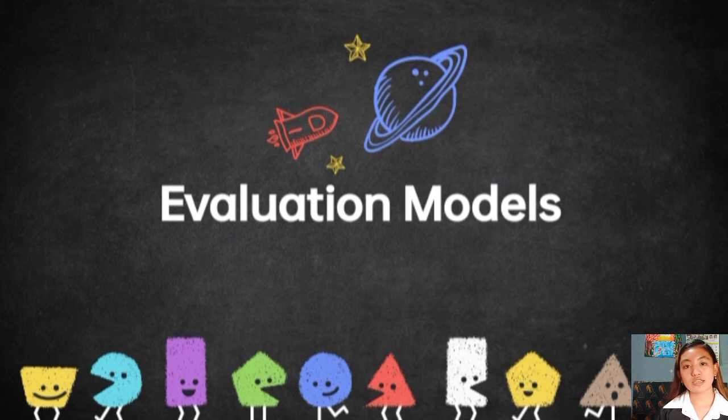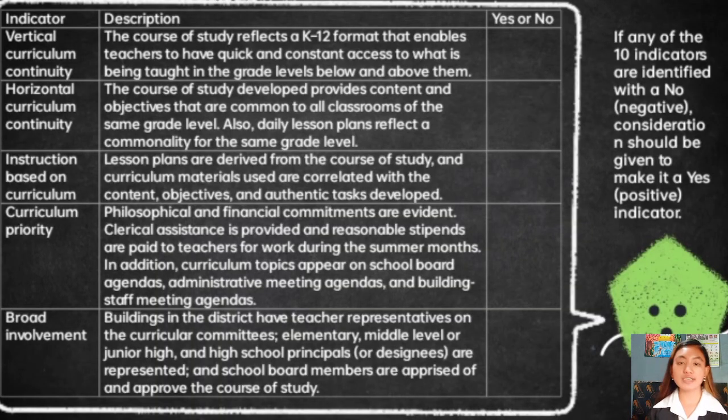These evaluation models are frameworks for investigating and analyzing the effectiveness of the curriculum. So here are the 10 indicators that are used to evaluate the curriculum. The first indicator is the vertical curriculum continuity. Thus, the curriculum reflects the correct format, which enables teachers to quickly access what is being taught. The second indicator is the horizontal curriculum continuity. Thus, the curriculum provides content and objectives that are common to all the classes of the same grade level.